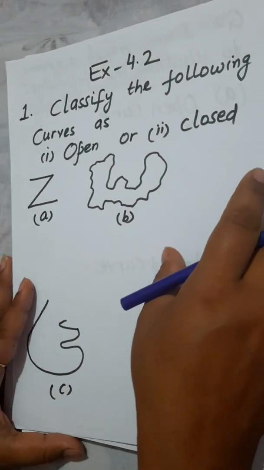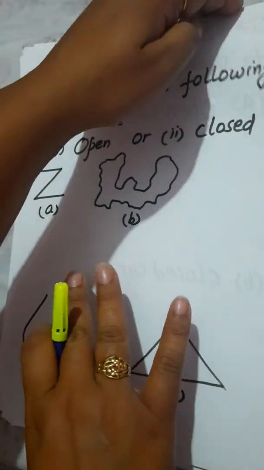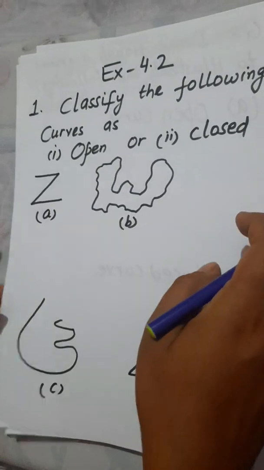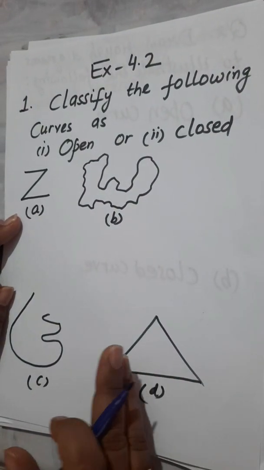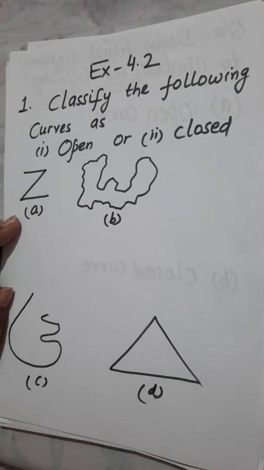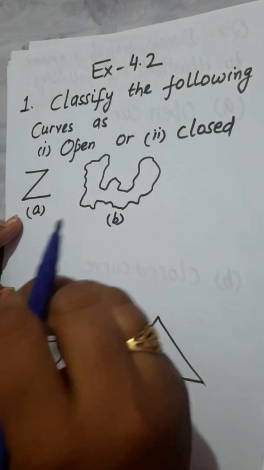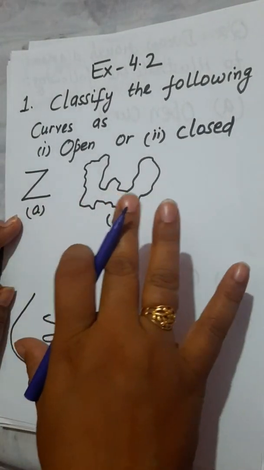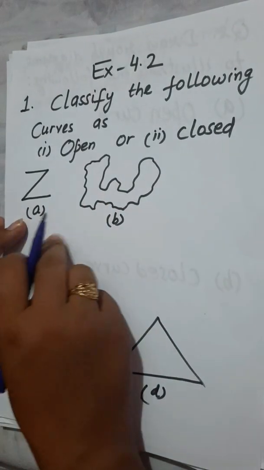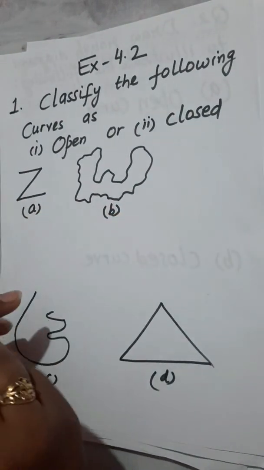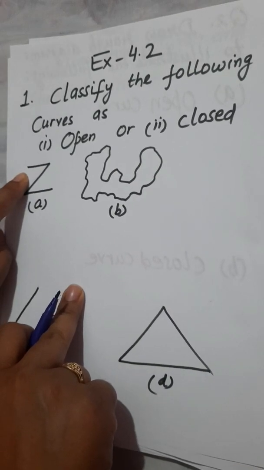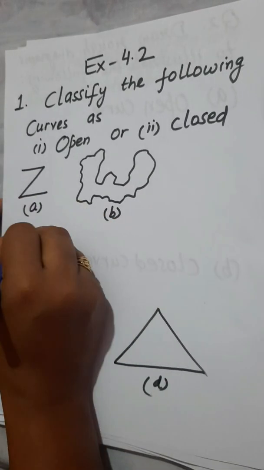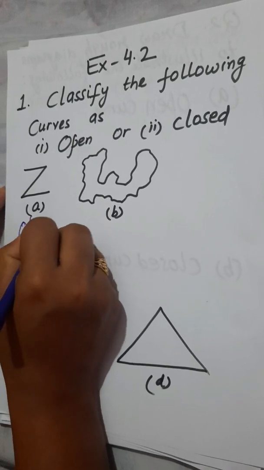Let's start our exercise 4.2. First question of the exercise is classify the following curves, as these four curves are given to you, and curves we know that any drawing without lifting a pen or pencil which we draw are called curves. Now here we have to classify whether it is open or closed. Now here part A, this Z, in this case the end points are not joined, so this is an example of open curve.